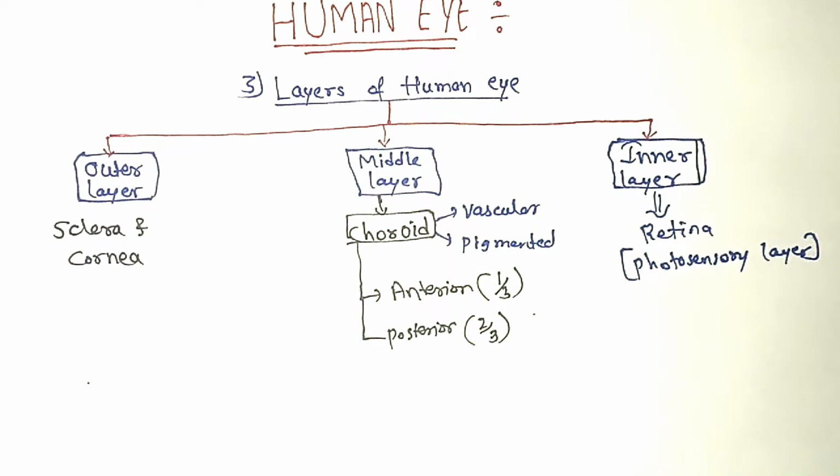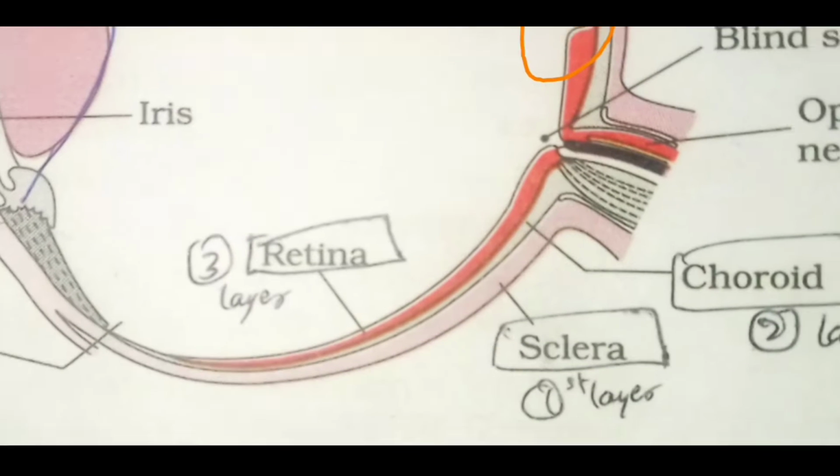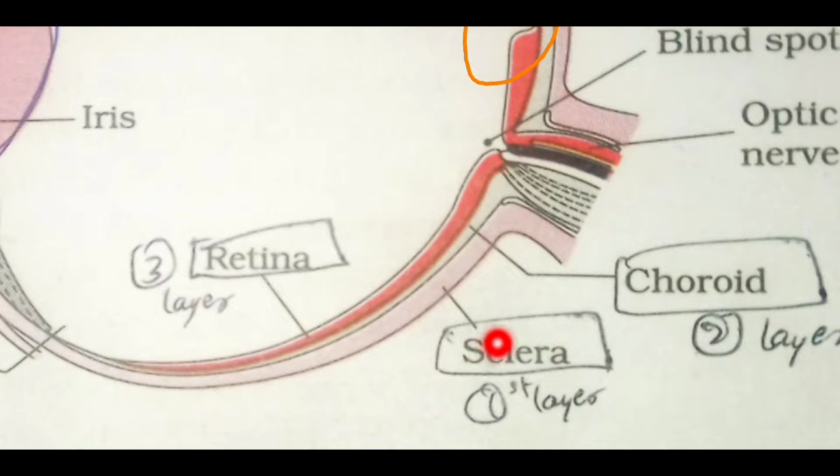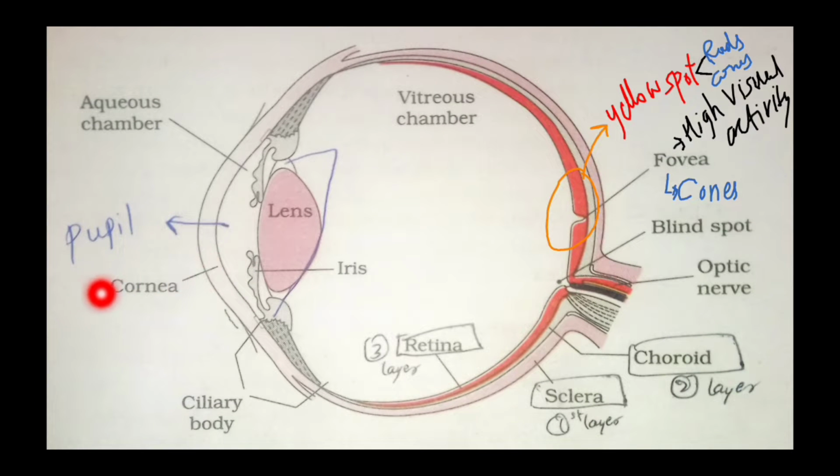Now we will discuss the parts of the human eye. This is the diagram of the human eye given in NCERT. See here, I told you the three layers of the human eye. The outer layer is sclera, the middle layer is choroid, and the inner layer is retina. And I told you cornea is part of the outer layer, which is modified sclera.